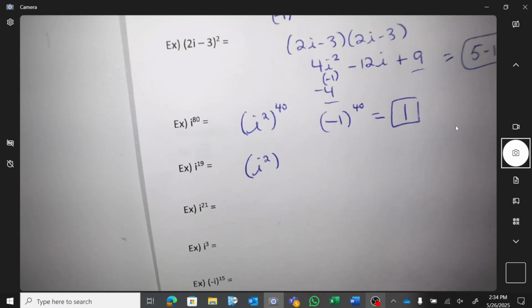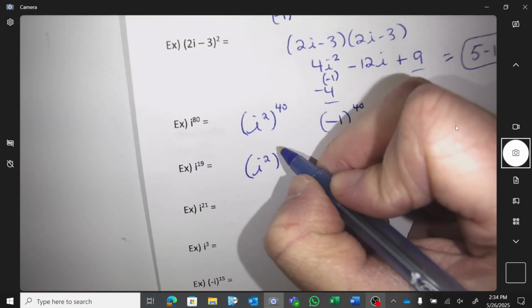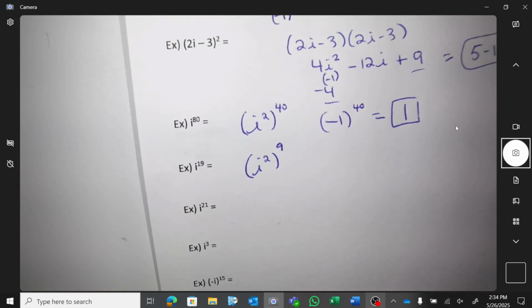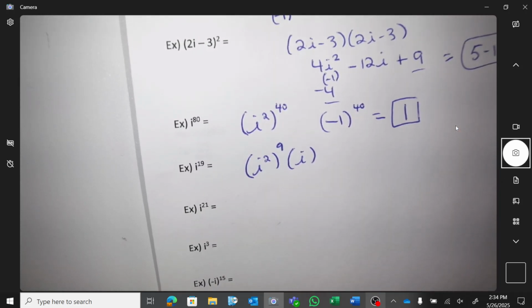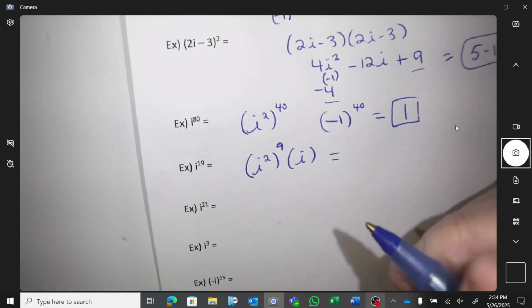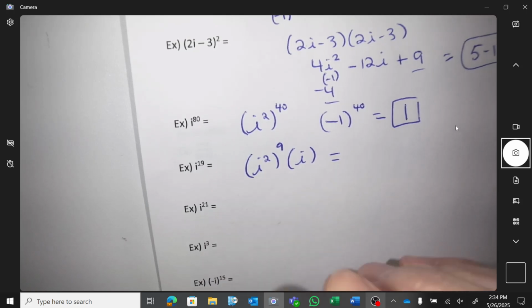Okay, i to the 19. I'm going to tell you it's not going to work with i squared, right? 2 times something, you're not going to get to 19. What could we get to? 18. So how would I get to 18? 2 times 9. So that's 18. So I still need one more. Is that going to make 19 repetitions? Yeah. Okay.